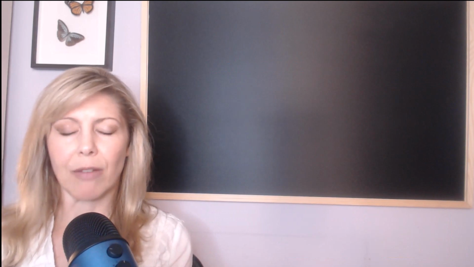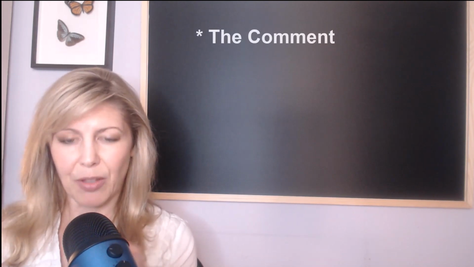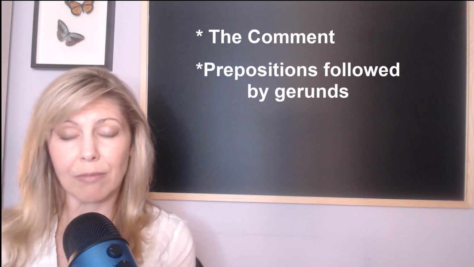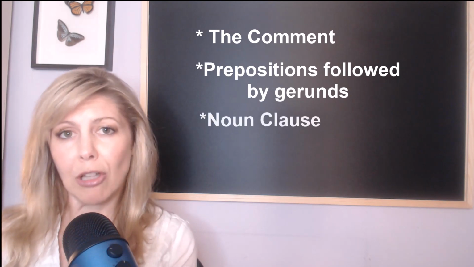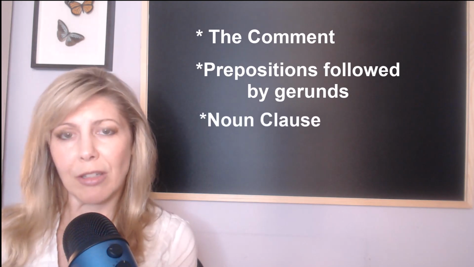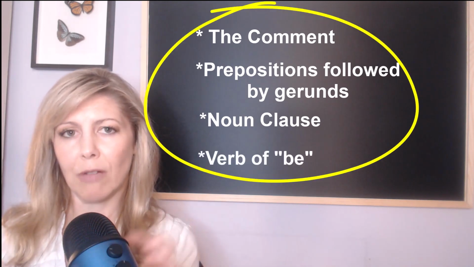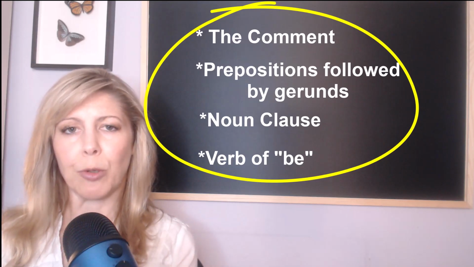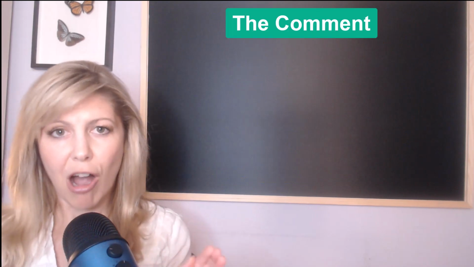Now I'll show you the main parts of the comment. We'll look at prepositions followed by gerunds, and which prepositions to use. And we'll look at the noun clause and how to use the noun clause after the verb of be. So we're going to learn how to put all four of these things together to make this typical structure for conversational English. So first of all, the comment.